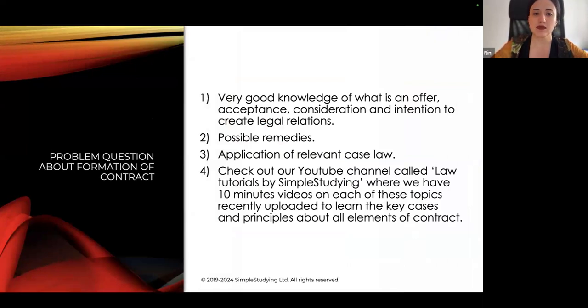Now, let's discuss a possible problem question about formation of contract. First of all, what is required from you to get a first class if you answer a problem question about formation of contracts? First, very good knowledge of what is an offer, acceptance, consideration, and intention to create legal relations.